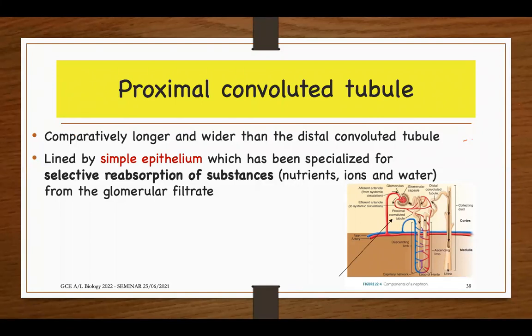for selective reabsorption. What do you mean selective reabsorption? Some of the substances might have missed and gone into the glomerular filtrate, because the ones that are going from blood into the capsular space are the ones that are going to be removed with urine. But some important substances like glucose or amino acids, they need to be taken back into the body, reabsorbed into the body selectively. So that is why selective reabsorption is done by the proximal convoluted tubule. Nutrients, ions, and water from the glomerular filtrate will be taken back into the blood.